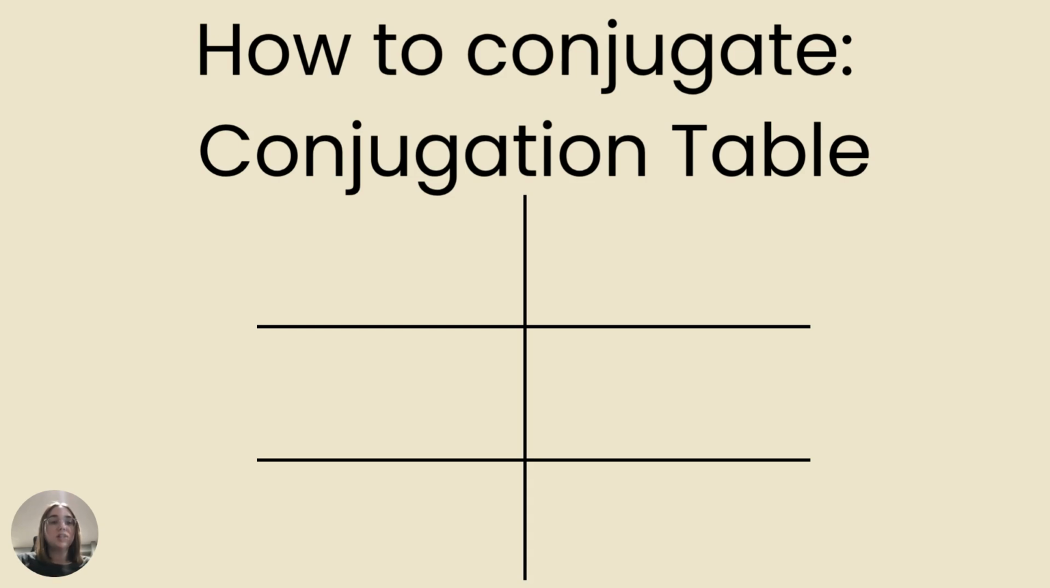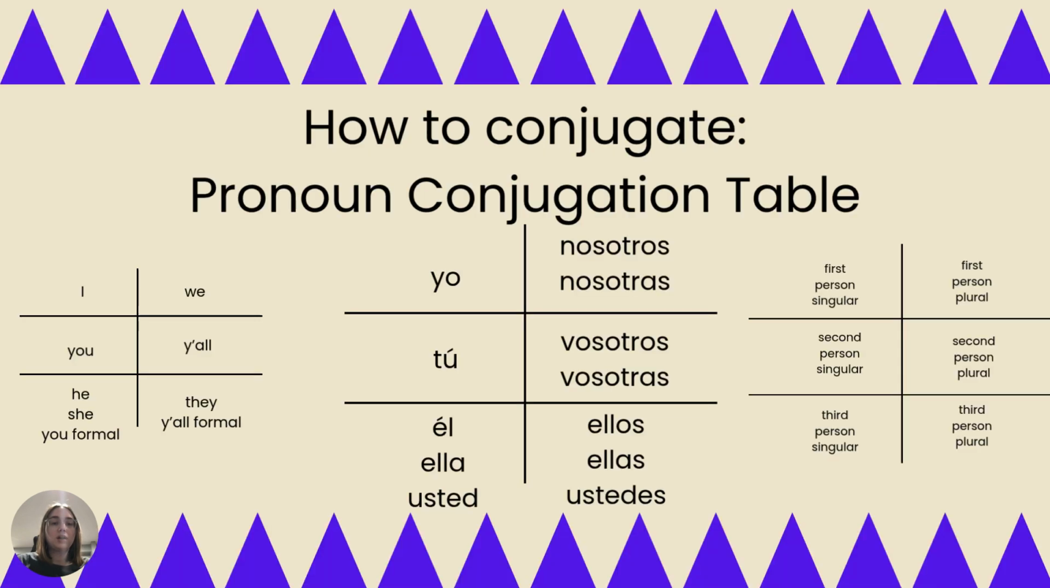So here's a conjugation chart. Each box follows a different pronoun. Here are the pronouns: yo is I, tú is you, él, ella, usted is he, she, you formal, nosotros, nosotras, we, vosotros, vosotras, y'all, and they and y'all formal, ellos, ellas, ustedes. I have a whole video talking about the pronouns that you can go see if you want a further explanation of what all these mean.